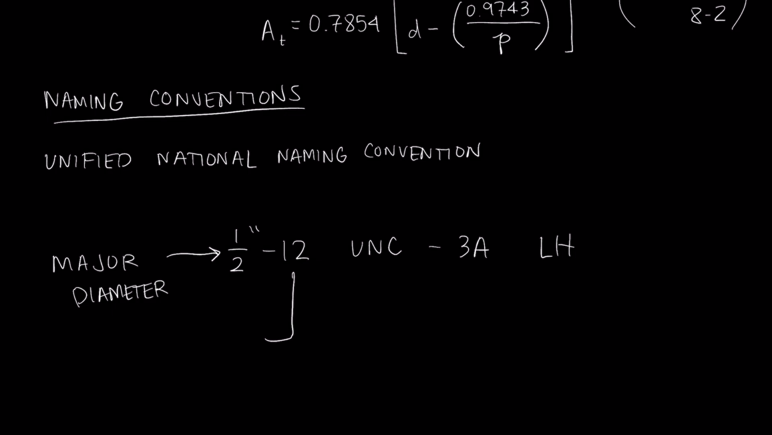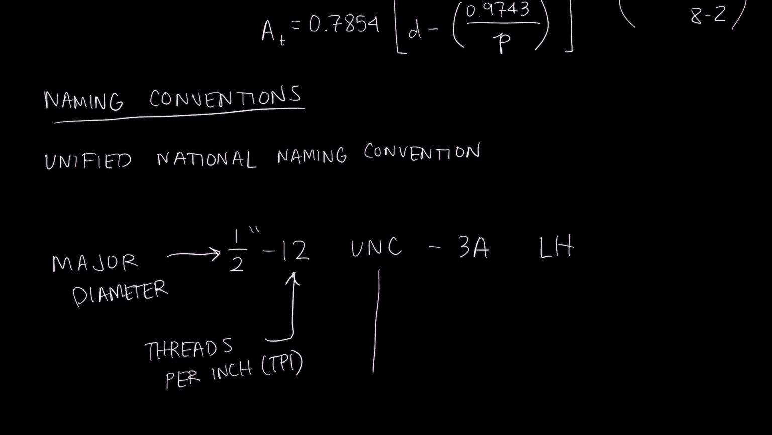This next number, the 12, this tells you how many threads there are on the bolt per inch. And sometimes we abbreviate this as TPI. So for this particular bolt, it has a major diameter of 1/2 inch, and there are 12 threads per inch of length on the bolt.